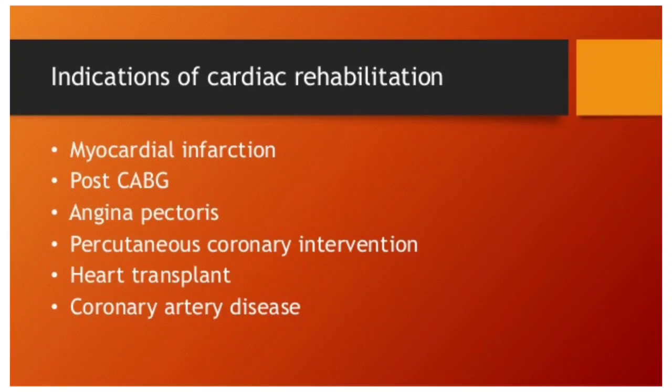Now, indications of cardiac rehabilitation. What are the indications of cardiac rehabilitation? Myocardial infarction, post CABG, after the CABG is done, angina pectoris. Angina pectoris means severe pain in the chest. Percutaneous coronary intervention, heart transplantation, coronary artery disease (CAD). These are the indications for cardiac rehabilitation, in which we have to check up on the patient and evaluate the patients regularly.